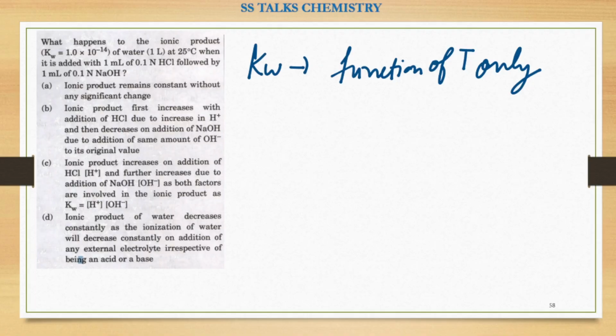So it says the first statement is that the ionic product remains constant without any significant change. This is the correct statement. Next is about the addition. It won't be happening in either of the cases because it's a function of the temperature. Unless and until we change the temperature, Kw is not going to change.